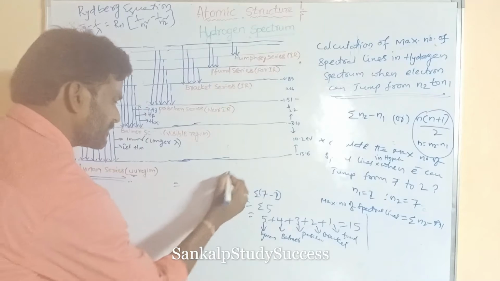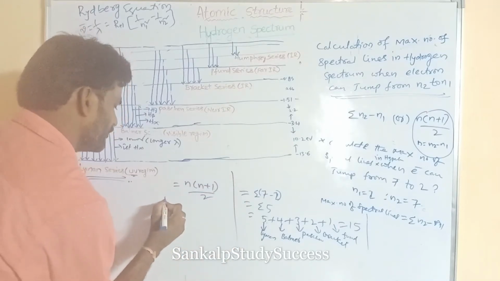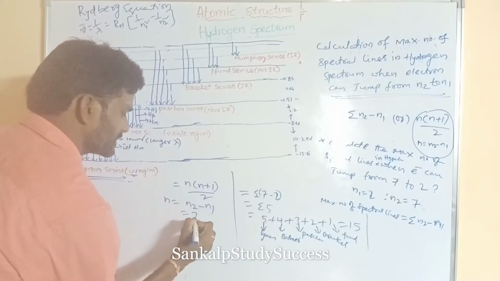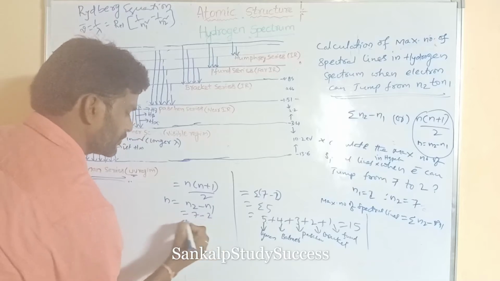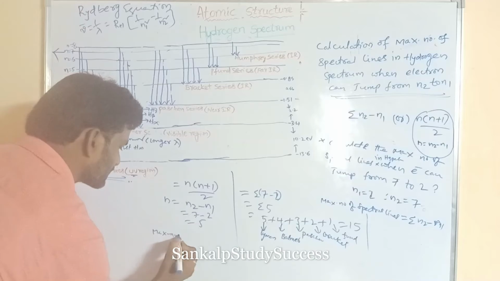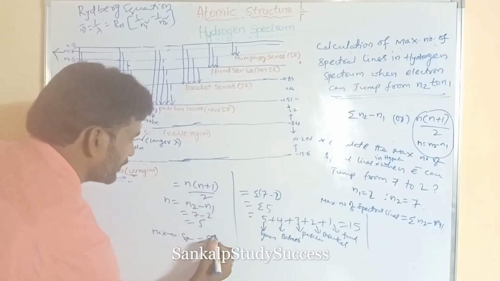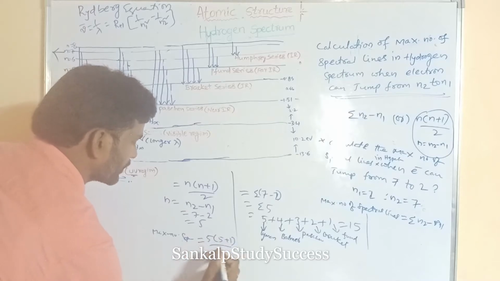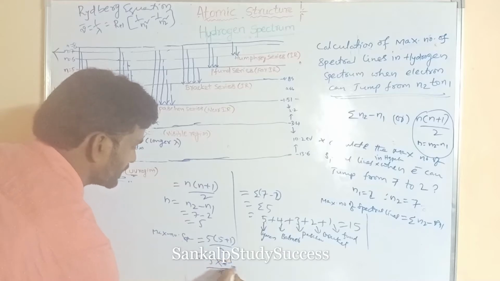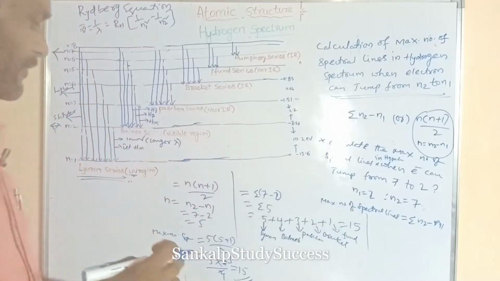So the maximum number of spectral lines is n into n plus 1 by 2, where n is equal to n2 minus n1. So this is 7 minus 2, that is 5. Maximum number of spectral lines is equal to 5 into 5 plus 1 by 2. So 5 into 6 by 2, 2 threes are 6, so 5 threes are 15. So both are the same, right? 15.